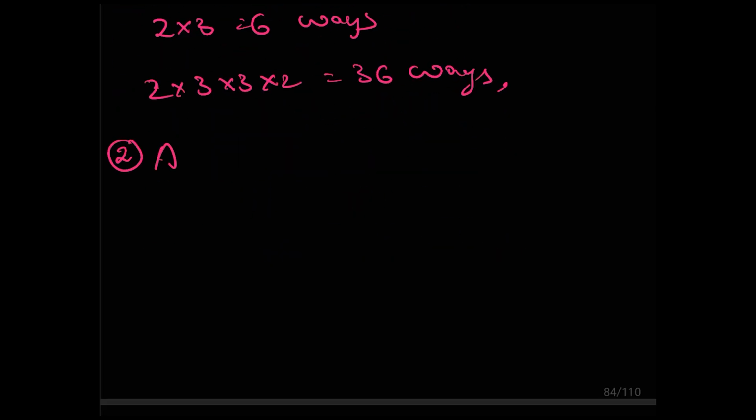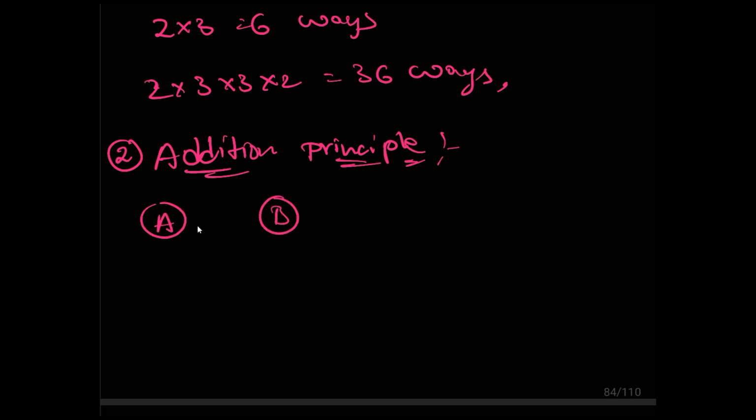Now addition principle. Take two events A and B where event A can occur in m ways and event B can occur in n ways. Then the number of ways in which either A or B occurs will be m plus n.